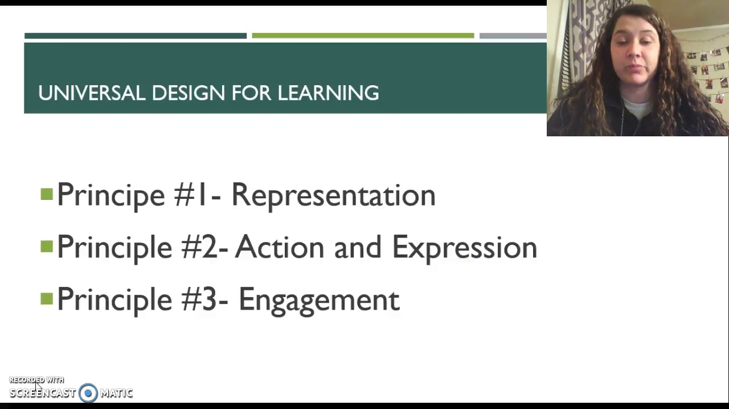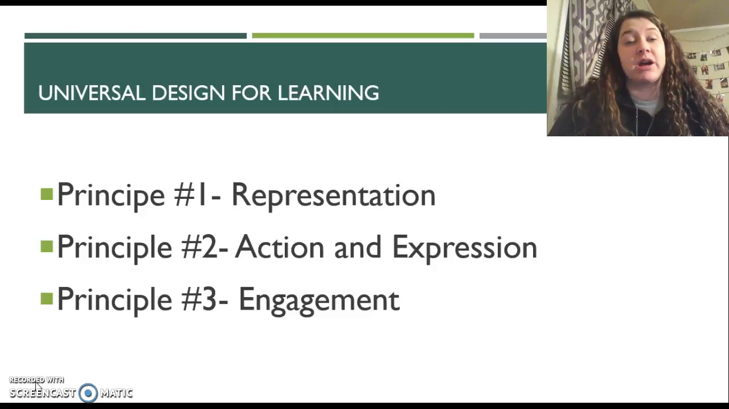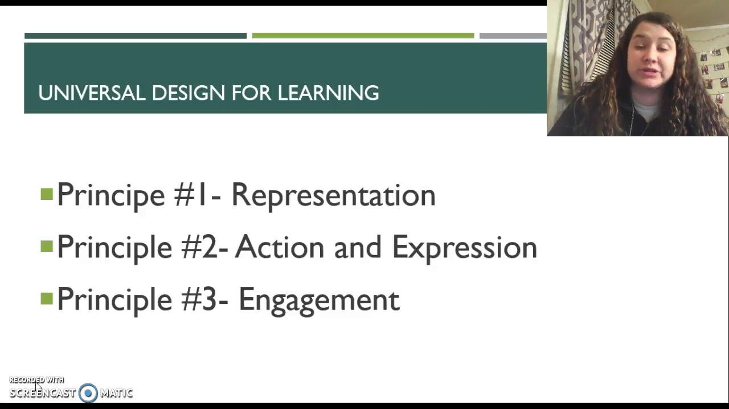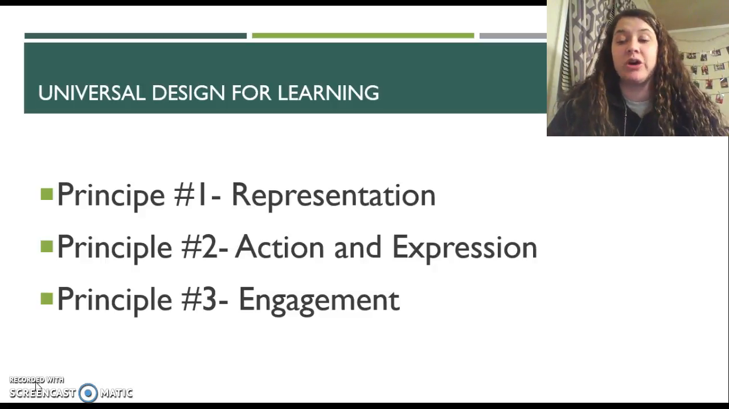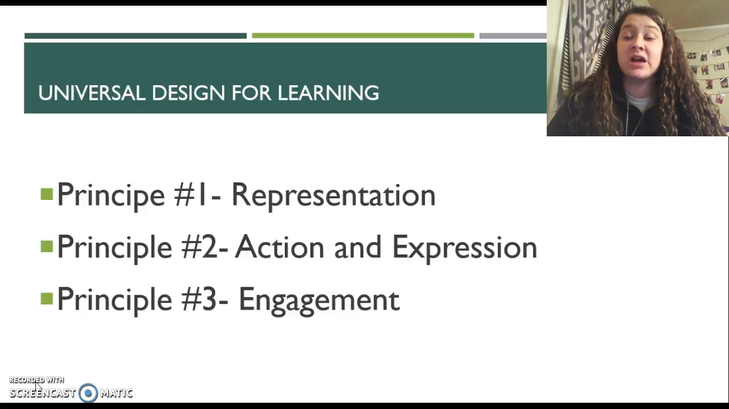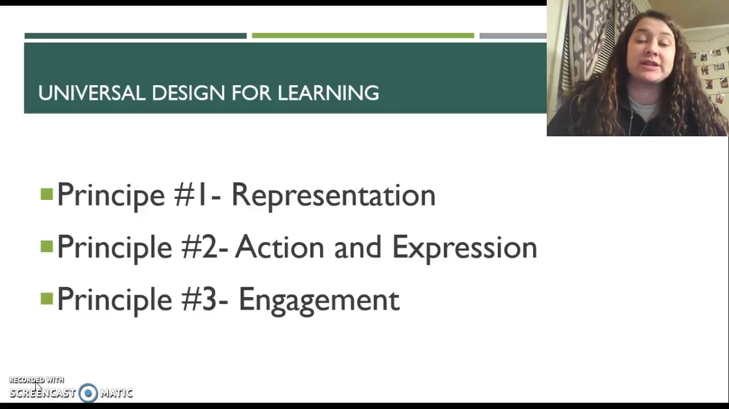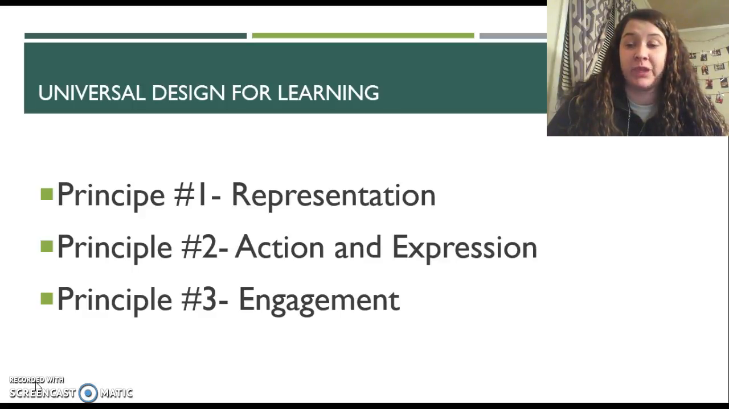All right, now let's talk about UDL, or Universal Design for Learning. UDL refers to the design of instructional materials and activities to make information accessible to all children. And this was by Meyer and Rose in 2014 in our textbook. There are three principles associated with UDL.